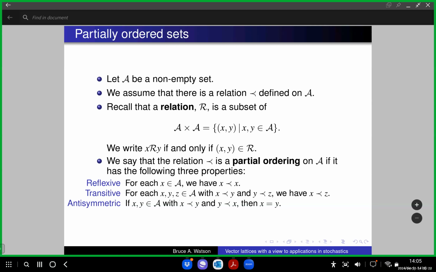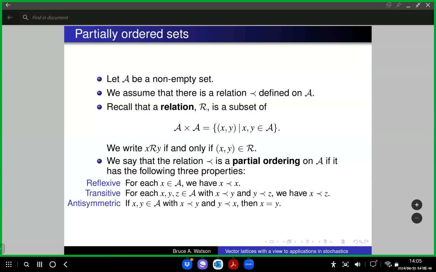And the last property we require is that of antisymmetry. So if we have X and Y in A, with X being a predecessor of Y, and Y being a predecessor of X, so if X is both a predecessor of Y and Y is a predecessor of X, then X and Y have to be the same. They have to be equal.